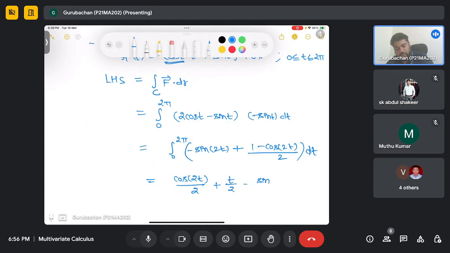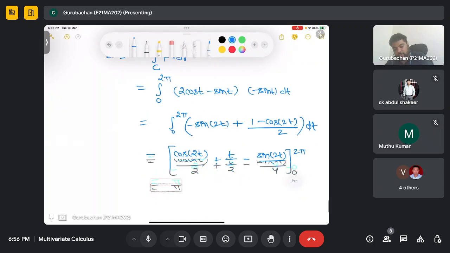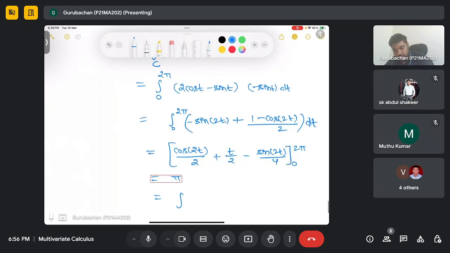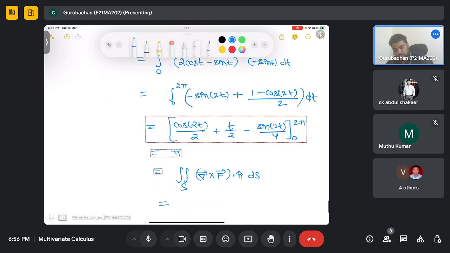So it will be sin 2t divided by 4, from 0 to 2 pi. Sir, pi, sir. So it will be pi. And what was our value? It was for the surface integral of del cross F dot n cap dS, which is the RHS. So again, here also we can say that Stokes theorem has been verified.